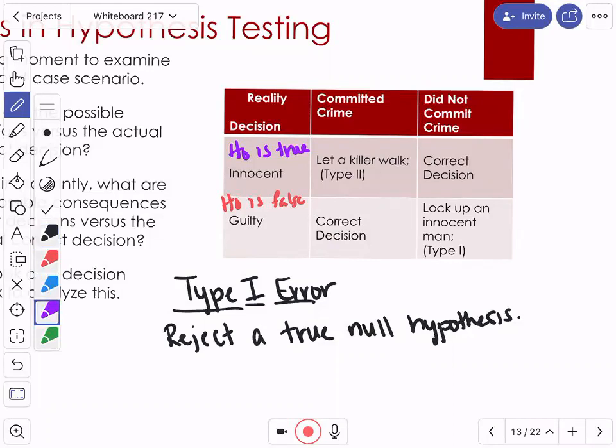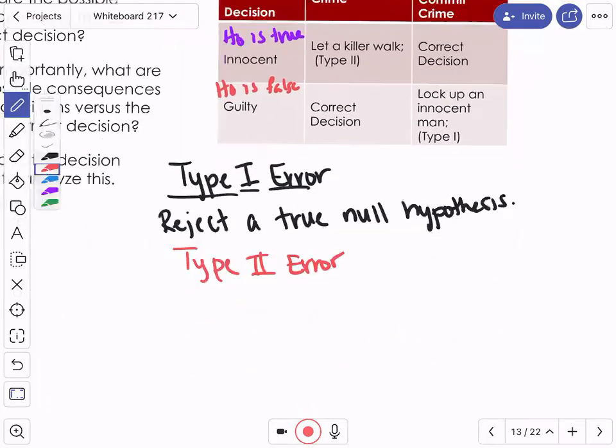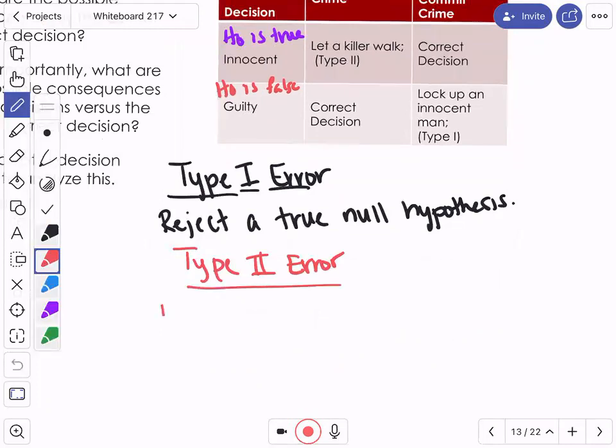A type 2 error, here's what we do. Type 2 error, you fail to reject a false null hypothesis.